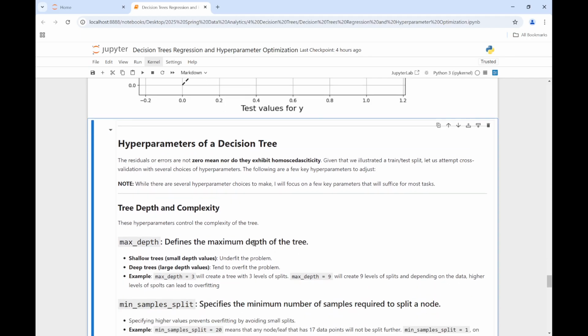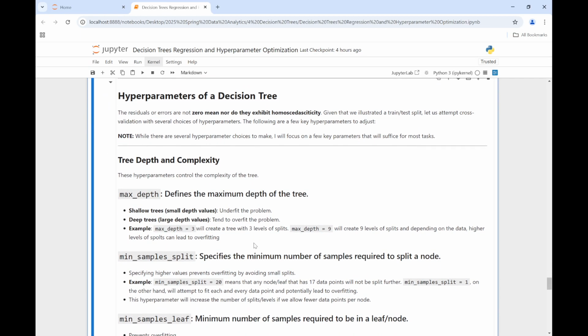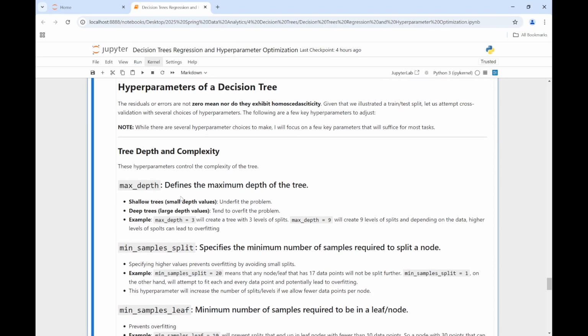Okay, so moving on. So what are the hyperparameters of a decision tree? I discussed this when we were talking about the previous example. We do have the maximum depth, which defines how many splits we're going to be making.